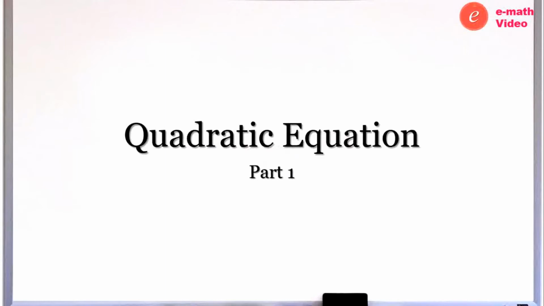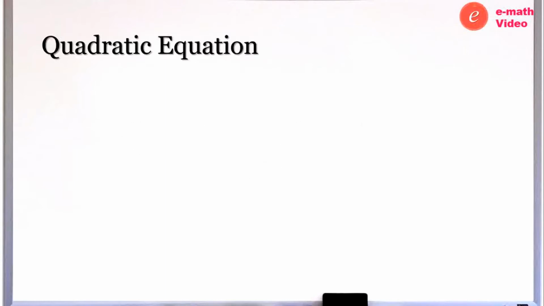Let's do some maths for fun. Today, we will be starting a new series on quadratic equation. Quadratic equation is one of the very basic topics in algebra.